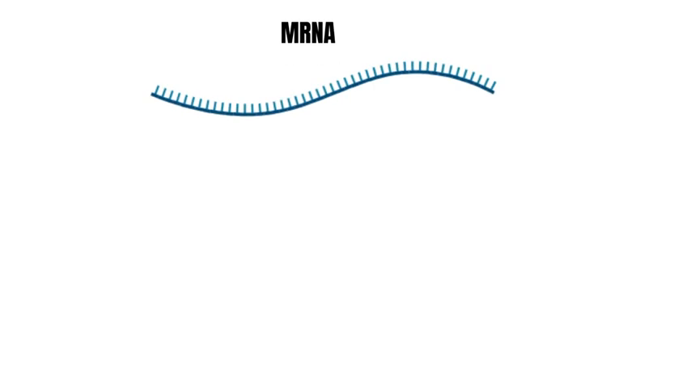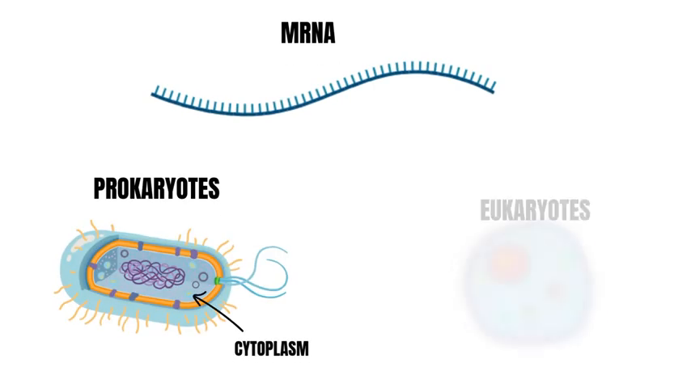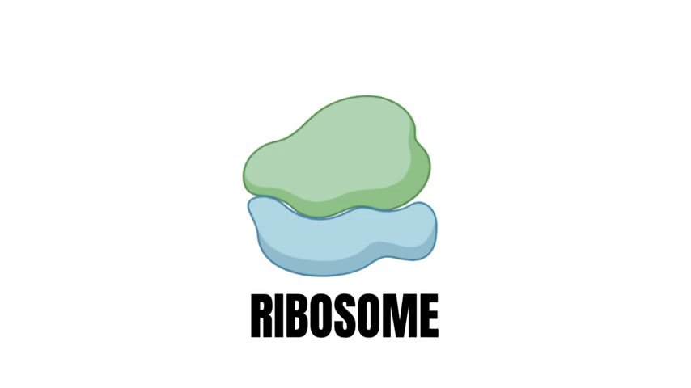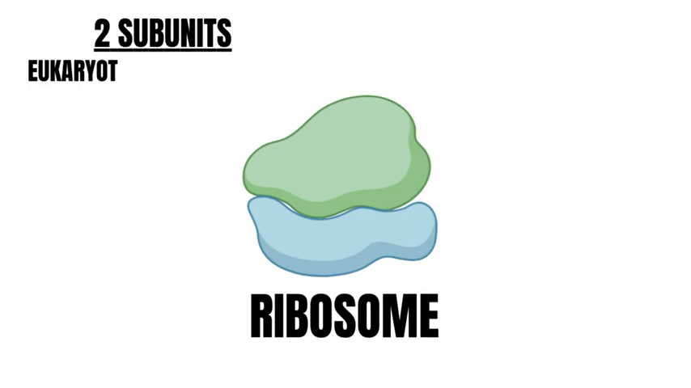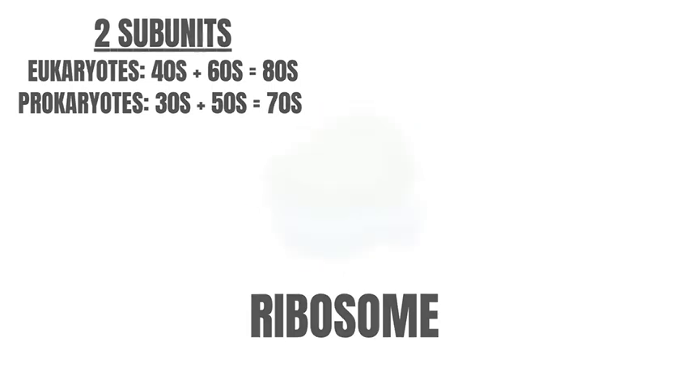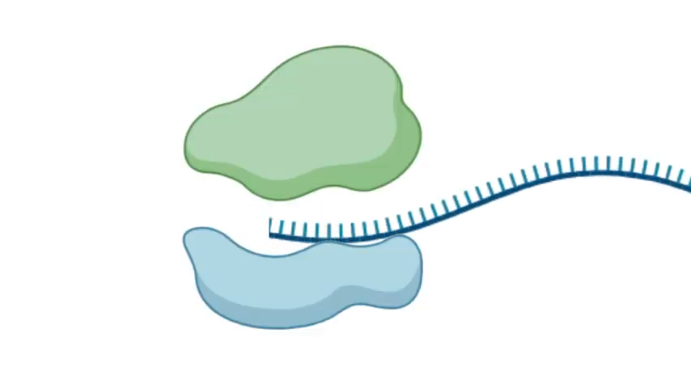The mRNA is formed in the cytoplasm in prokaryotes, while in eukaryotes, it forms in the nucleus, and after further processing, enters the cytoplasm. So, the next part, translation, can take place in the ribosome. In eukaryotes, ribosomes have 40S and 60S subunits, while in prokaryotes, they are smaller with 30S and 50S subunits. The small ribosomal subunit binds to the mRNA to initiate translation.